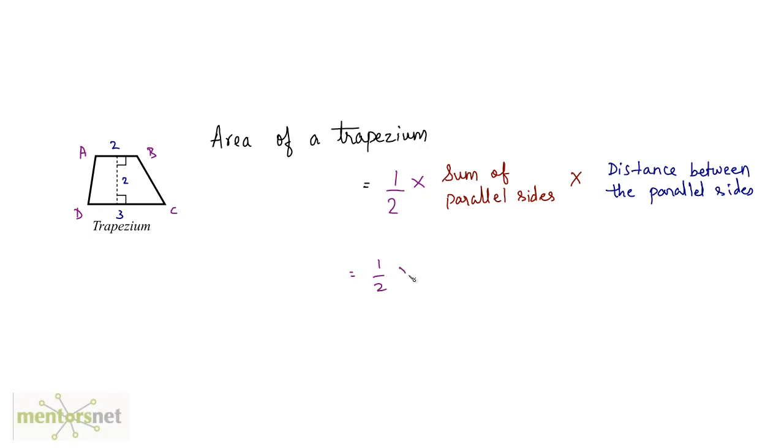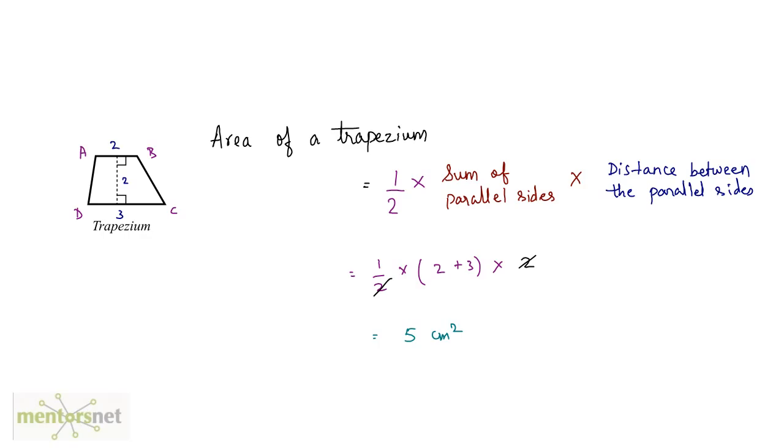So let us do that. That's half into the sum of the parallel sides, AB plus CD, and that will be 2 plus 3, times the distance between the parallel sides, and that's 2 in this trapezium. So times 2. This gets cancelled out. What we have is 1 into 2 plus 3 is 5 into 1. That's 5 centimeter square. Okay, so the formulas are very easy.